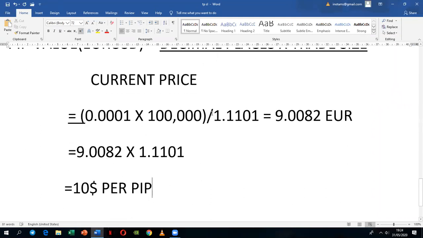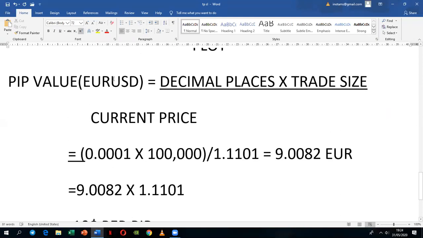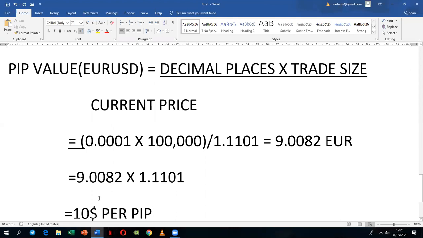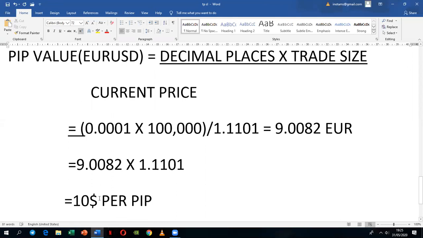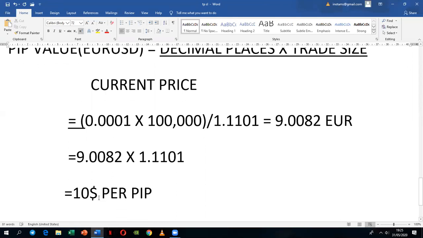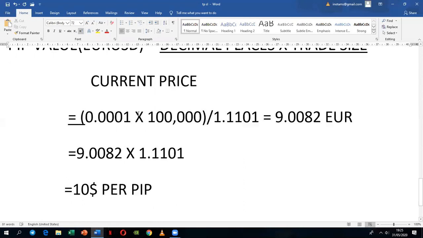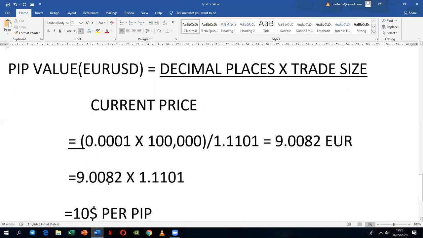Okay, good. So, I'm sure you already knew that the pip value for Euro USD is $10 per pip. Did you know that? We all know that. It's just standard. So this is how you come up with the pip value. The pip value for Euro USD is $10 per pip. But this is how you come up with it.